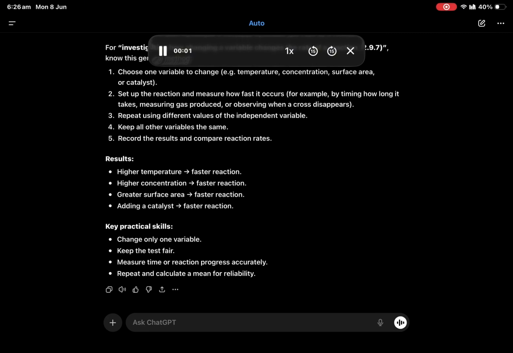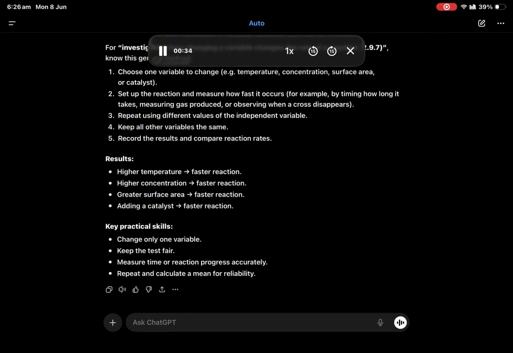For investigating how changing a variable changes the rate of a reaction, 2.9.7, know this general method. 1. Choose one variable to change, e.g. temperature, concentration, surface area, or catalyst. 2. Set up the reaction and measure how fast it occurs. For example, by timing how long it takes, measuring gas produced, or observing when a cross disappears. 3. Repeat using different values of the independent variable. 4. Keep all other variables the same. 5. Record the results and compare reaction rates.